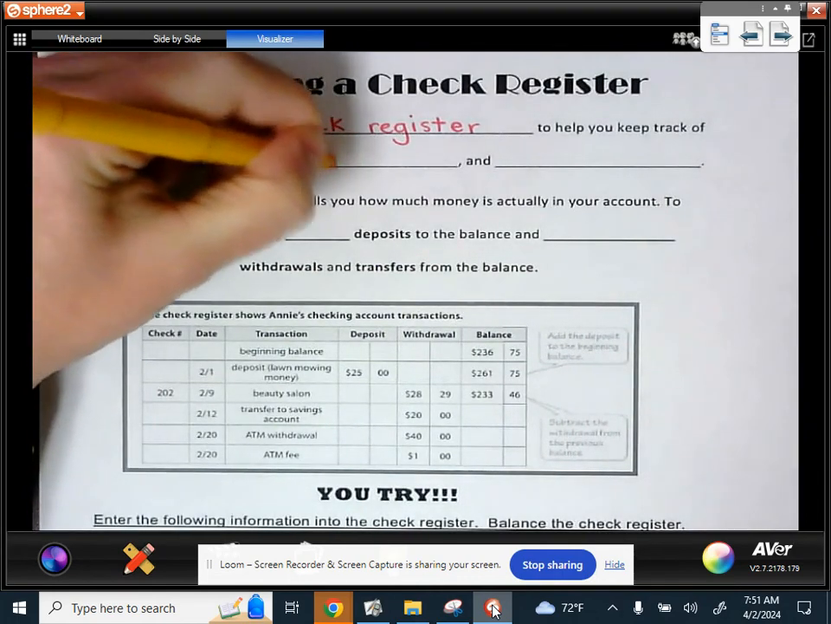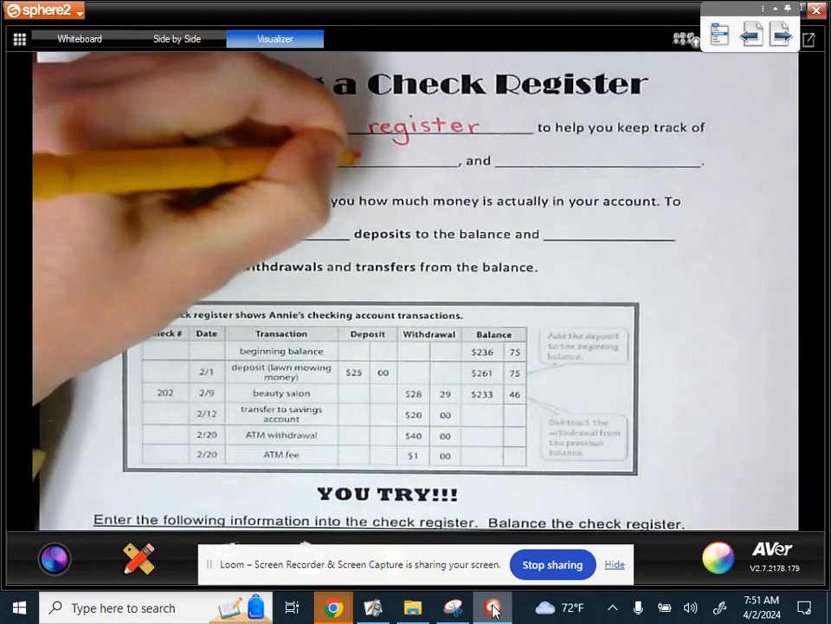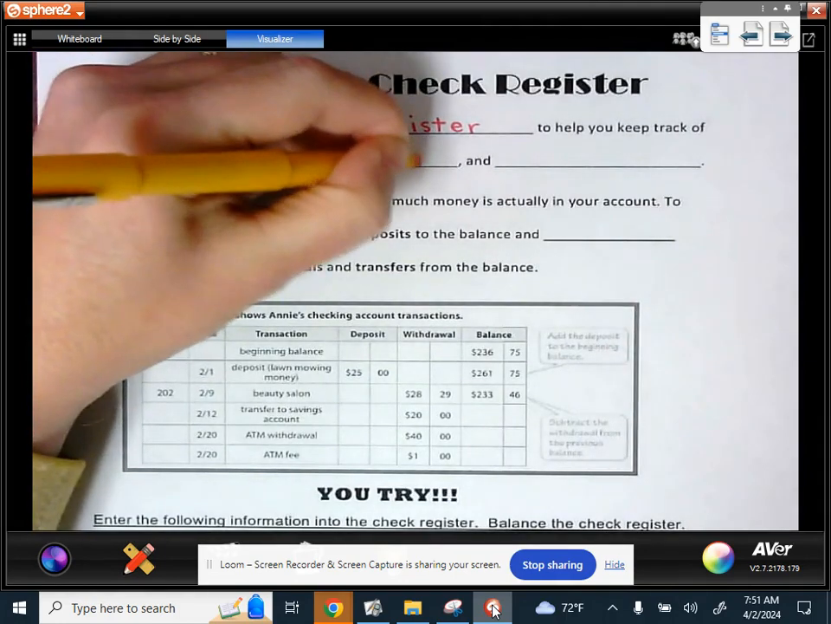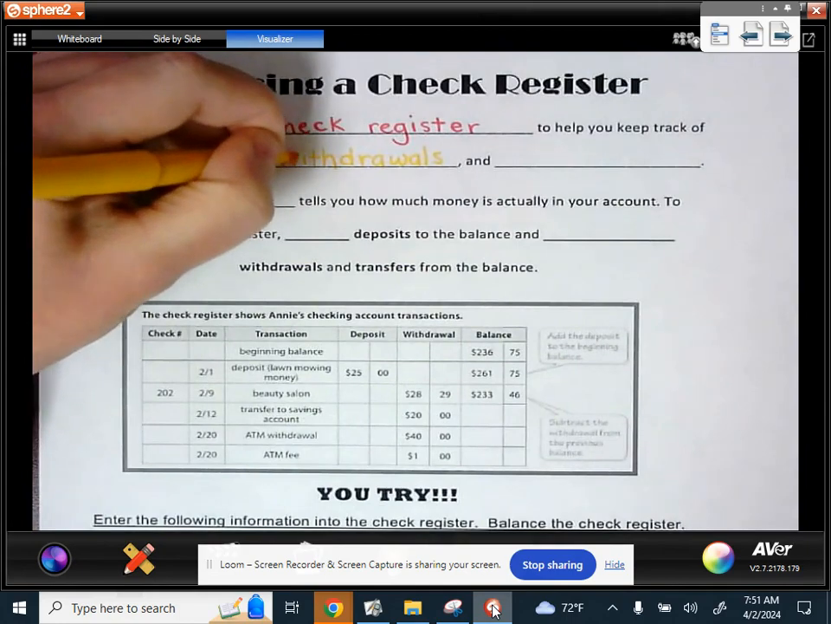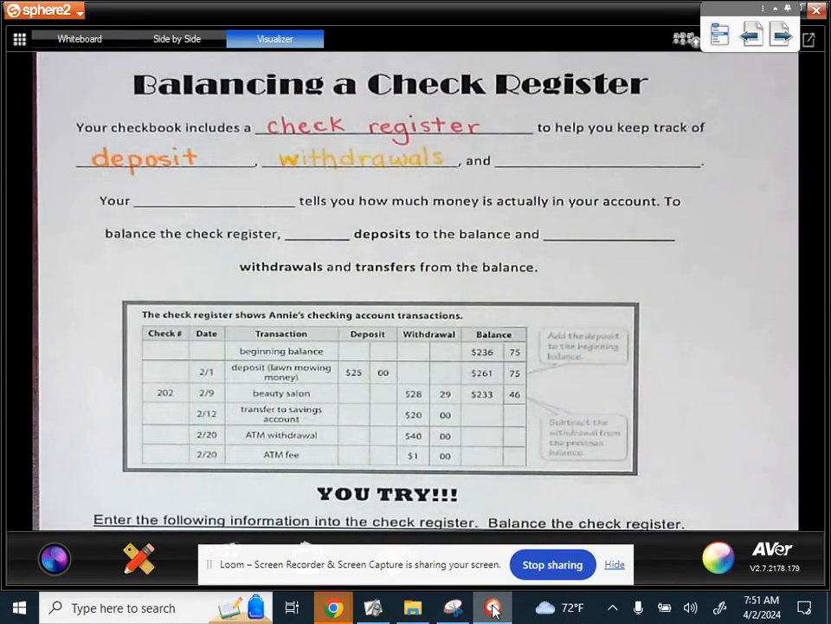You would also note any withdrawals. And again, hopefully you remember that vocabulary word. That means when you're taking money out of your account. So you would subtract whatever you took out from what you had in there.